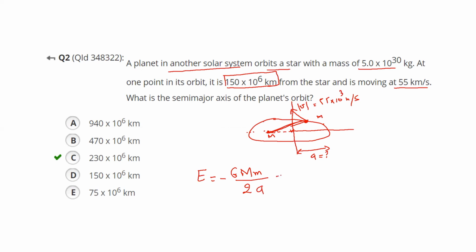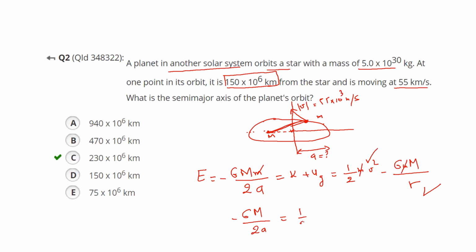Now this mechanical energy is equal to kinetic energy plus gravitational potential energy. Kinetic energy is half mv squared, and gravitational potential energy is minus GMm divided by r. So I gave you v, I gave you r, I'm asking you a. Of course, here you see that this m will simplify with this m, will simplify with this m, so I'll end up with minus GM divided by 2a is half v squared minus G capital M divided by r.